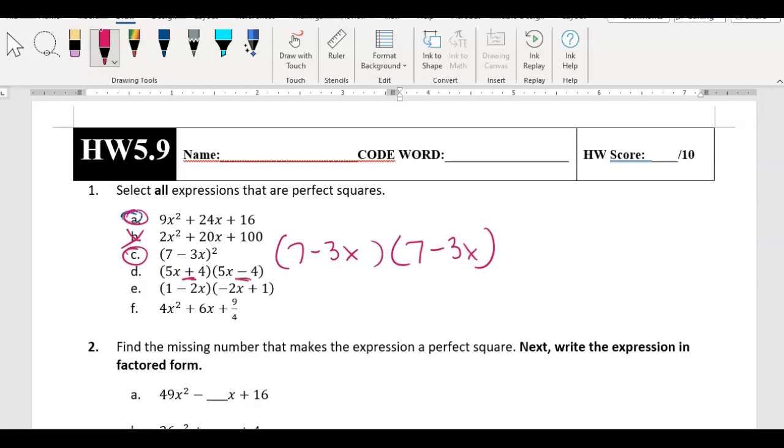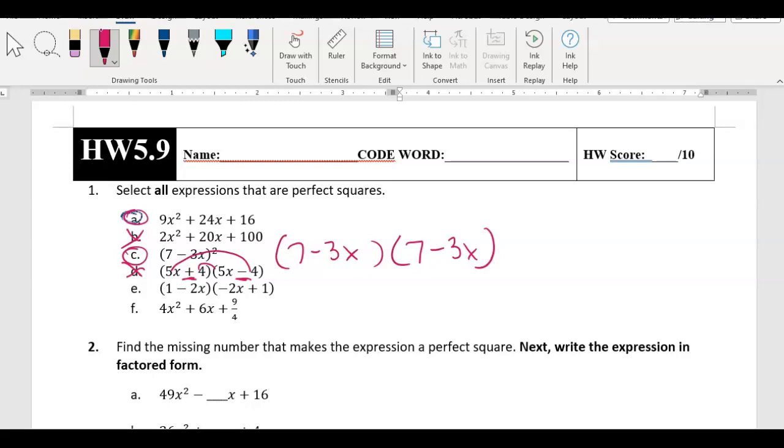D is not a perfect square. What is that called? Do you remember? That's called the difference of squares because this would be plus 20x and this would be minus 20x, right? Plus 20x minus 20x, which would be 0. So we'd only have two terms in this. So that's not a perfect square, but it is something called the difference of squares.